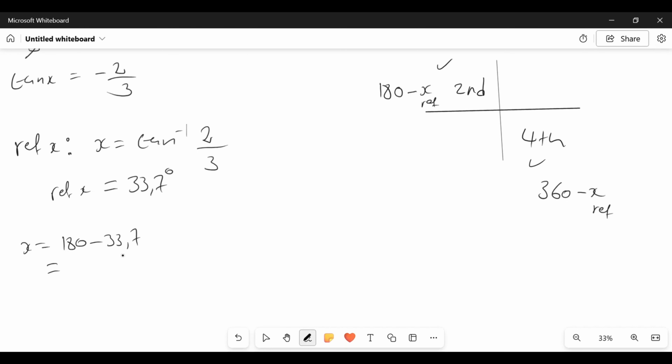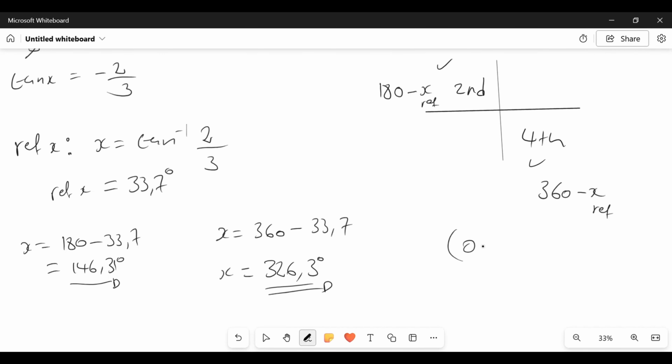So this is the first one there. This is going to give us 146.31. There we go. So this is going to be our first one, in the 2nd quadrant. In the 4th quadrant, we know that x equals 360 minus 33.7. This here is going to give us 326.3 degrees. So this here is another x. So guys, these ones here are our x values. Remember, our domain says x should be between 0 and 360. As you can see, these here are the values.